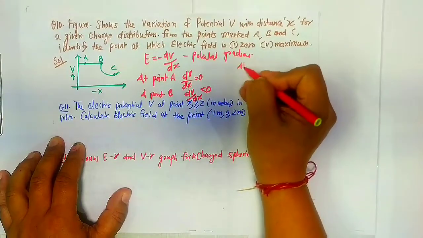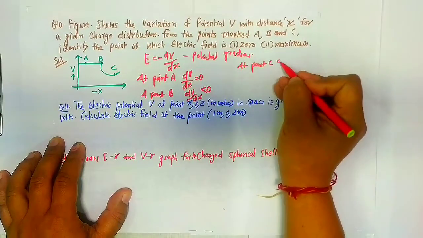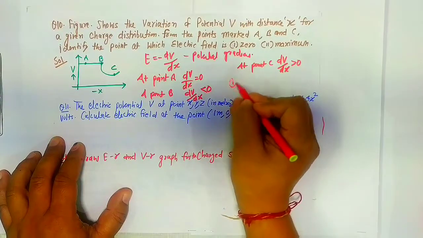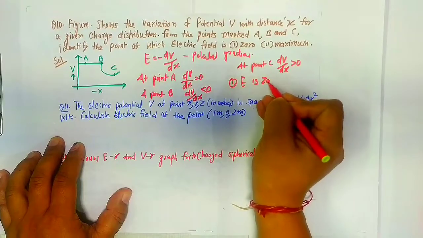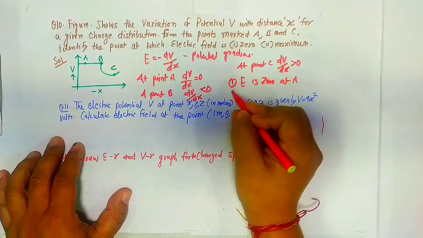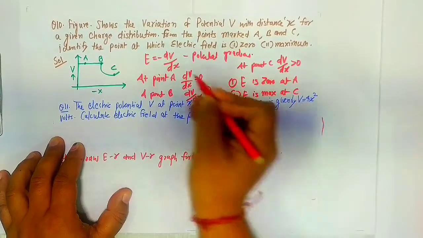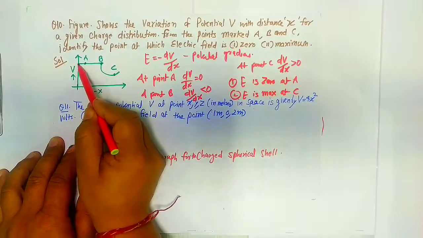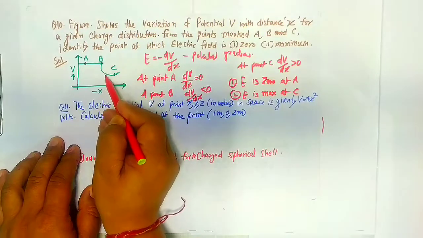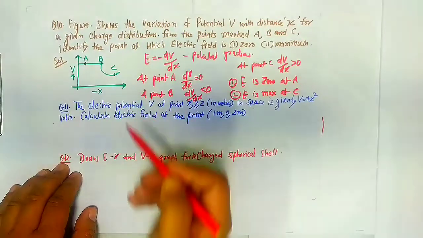And at point C it is going up, so dV by dx will be greater than 0. So E is 0 at A. And E is maximum at C. Very important question, potential gradient. Where the electric field is 0, dV by dx is 0; at B dV by dx is less than 0, and at C dV by dx is greater than 0.